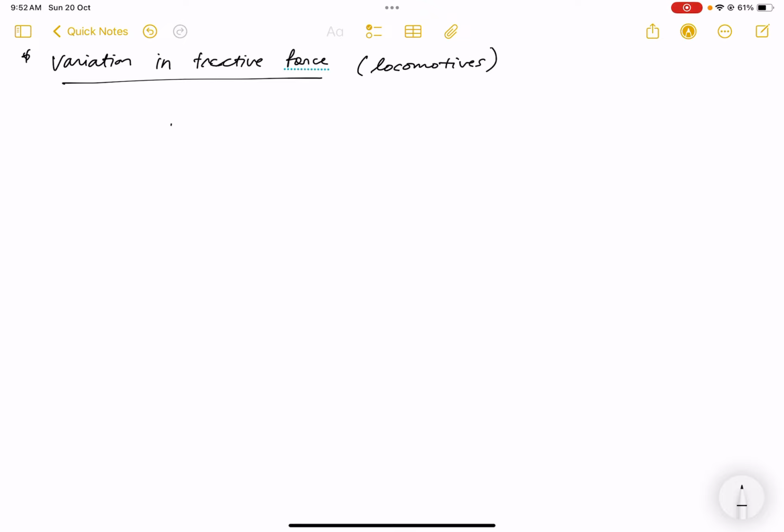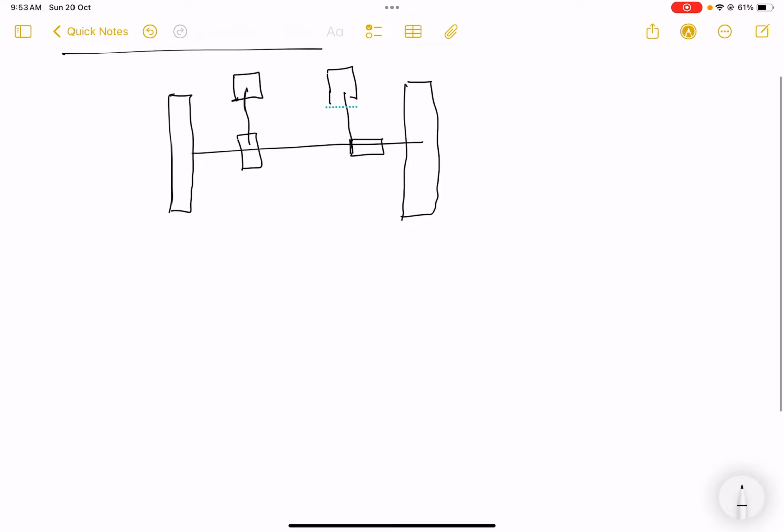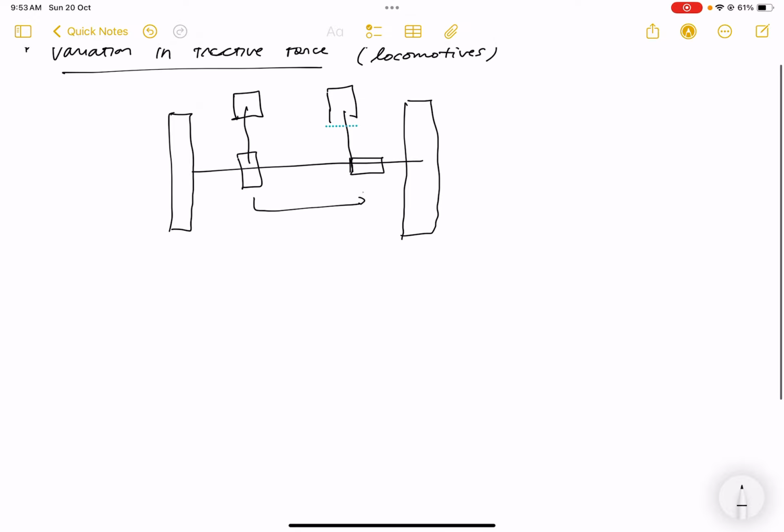Suppose this is a wheel of locomotive, this is wheel 1, this is parallel, and this is the axle. Here there is one cylinder over here and another cylinder over here. One cylinder has a crank and the other cylinder has a crank. Why is this showing perpendicular? It's a phase difference, a difference in phase angle.